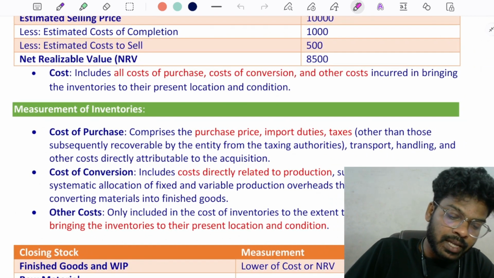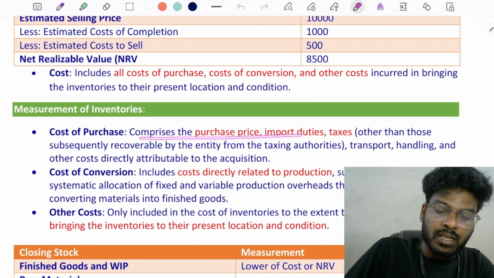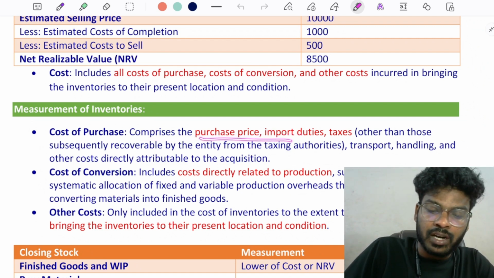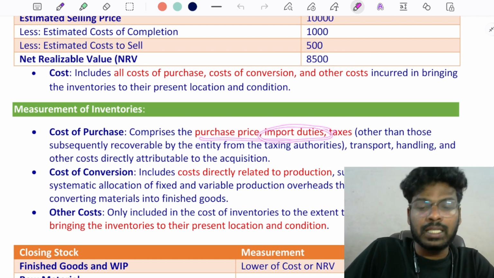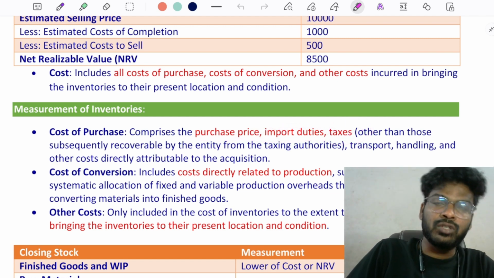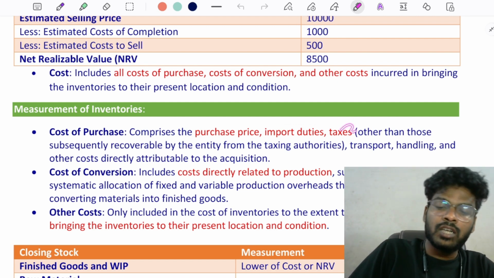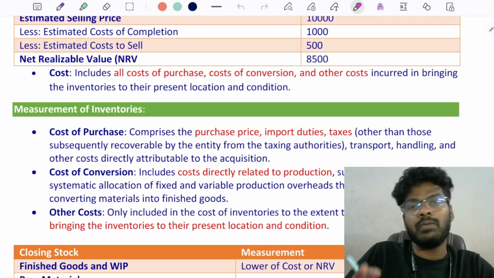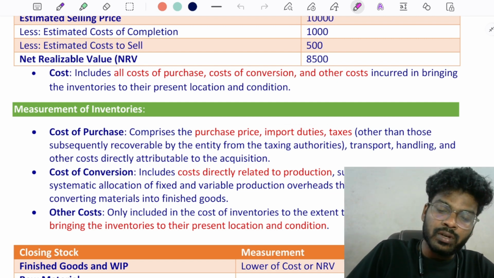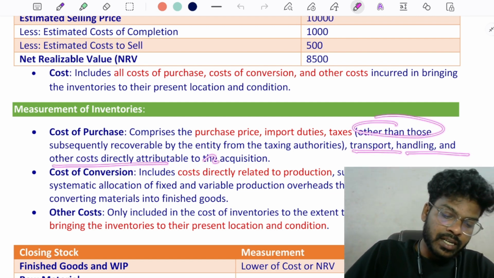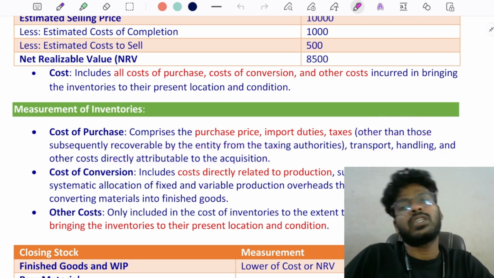Okay, what do you mean by purchase cost? Purchase cost comprises the purchase price of the inventory, import duties paid on purchase, and taxes paid on purchase. In case of taxes, it should not be refundable. Tax should be included only if it is not refundable. If input tax credit is available, then we should not include it in the cost. It also includes transportation cost, handling cost, and other costs directly attributable to the acquisition of materials.